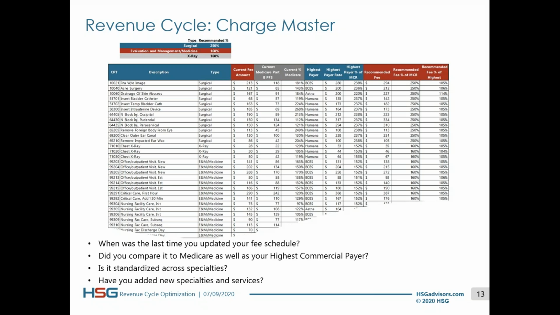Before I move on, just one quick point, because I think it's important to note too for hospital employed networks, is the last question: have you added any new specialties or services? That's one that jumps to mind, where we sometimes see issues as practices and networks have grown and added new specialties. When they add new specialties, new services tend to come into the mix, and services they may not have really given much thought into the level of fee. And so we want to look at that and make sure that as you add new specialties with new services, the fee level there is appropriate.